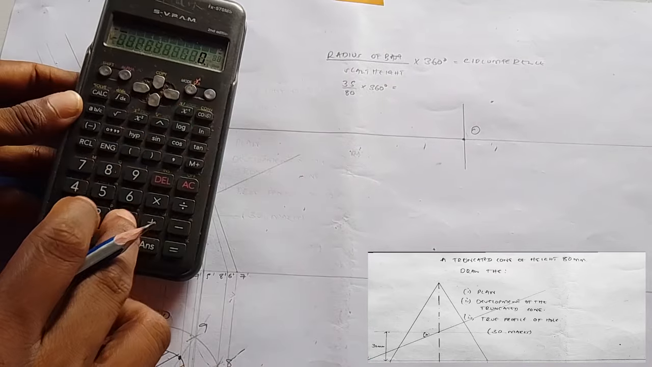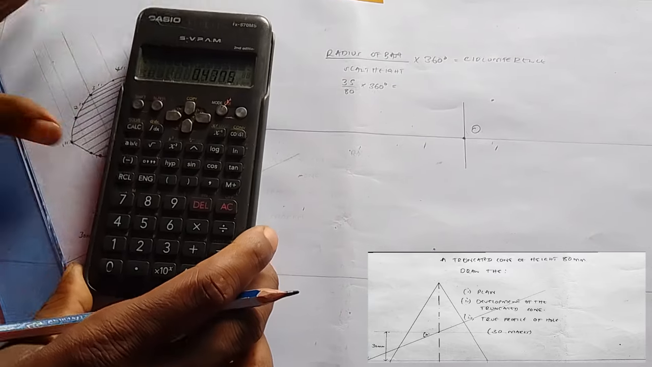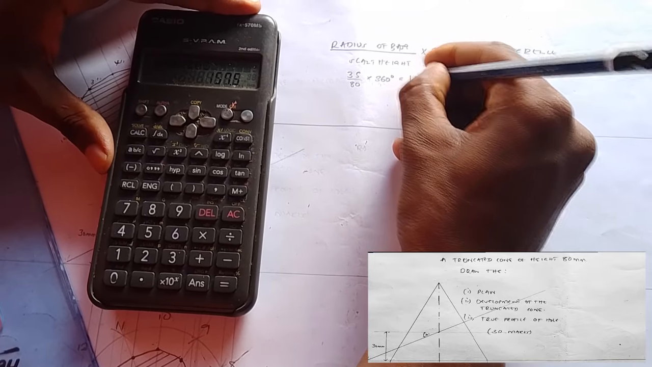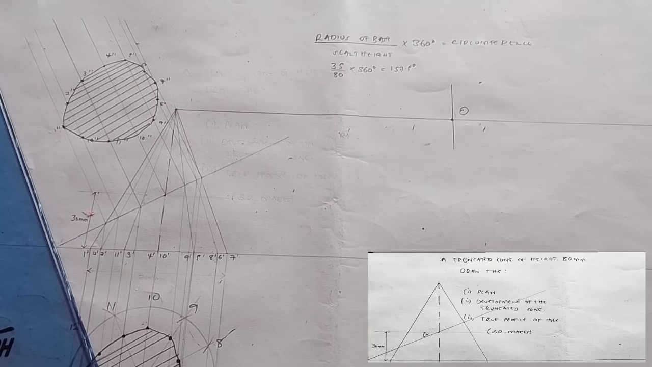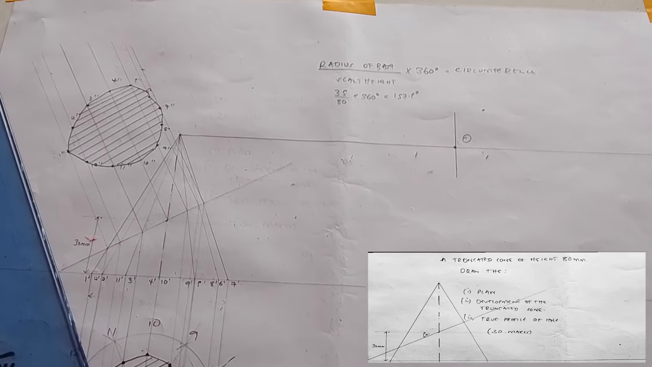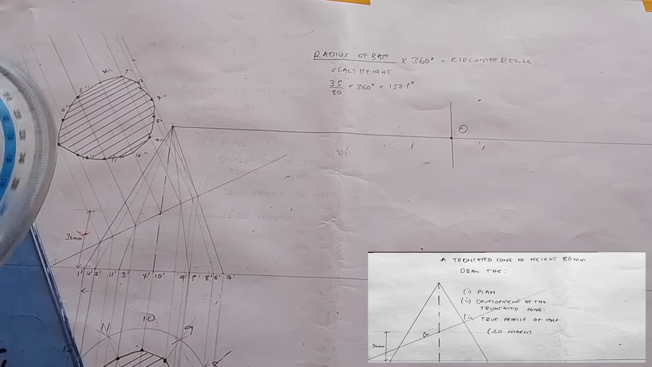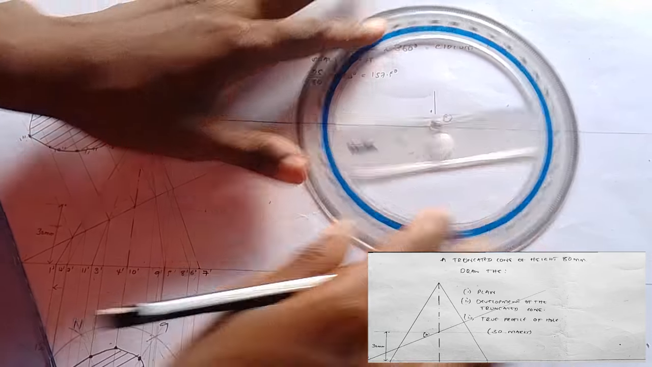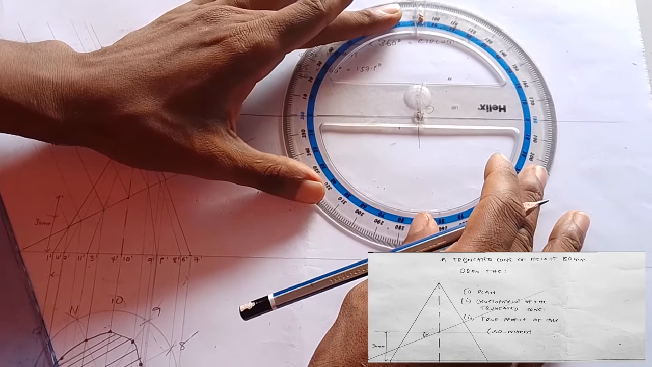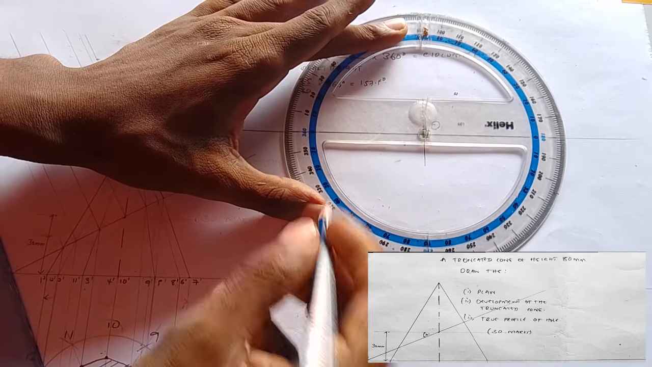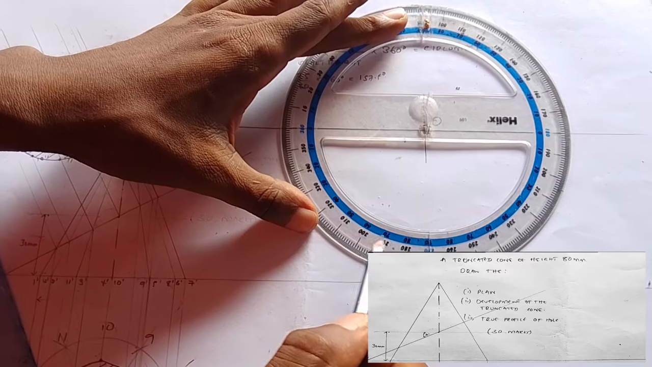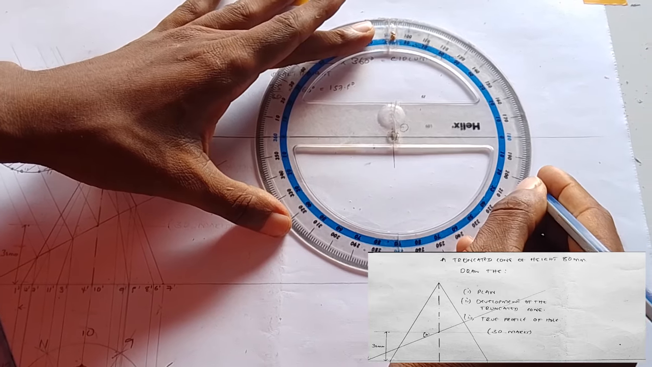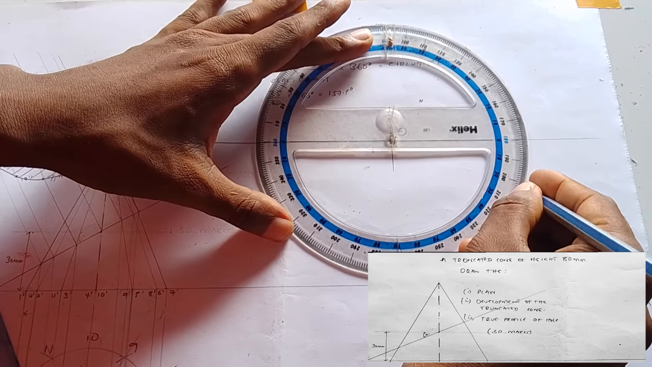So it will be 35 divided by 80, then times 360 degrees, and our answer becomes 157.5 degrees. So we will draw something that is 157 degrees. Again, using your ruler and your protractor, you stand at this particular point with your protractor from that reference point and measure 157. So it will be 0, 1, 2, 3, 4, 5, 6, 7, 8, 9, 10, 11, 12, 13, 14, 15. 157 will be at this particular point. This will be 157 degrees.